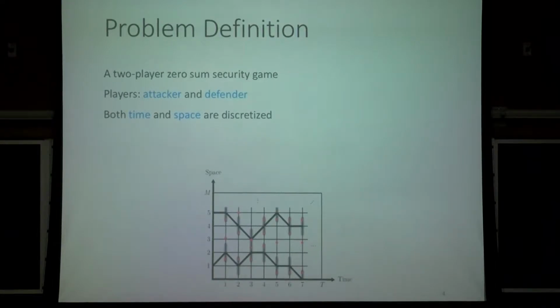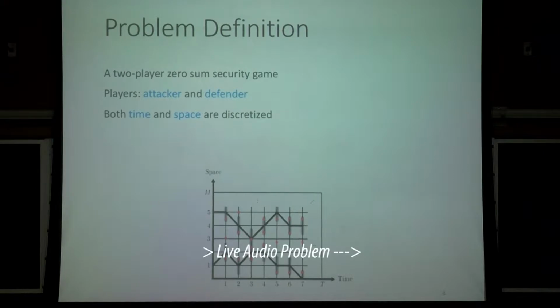And let me give you a formal definition of the problem. So we consider from a game theory perspective, we assume that it's a zero-sum two-player security game. There's an attacker and a defender, and both time and space are discretized for the moment. I will not go over the continuous case in this talk, but we also consider the case where the space is continuous.